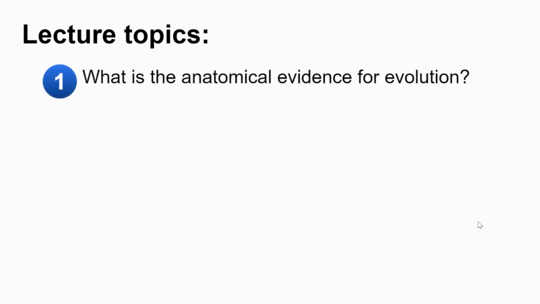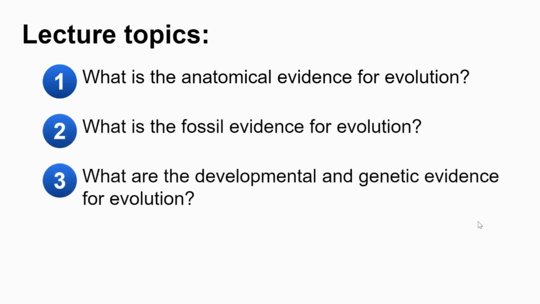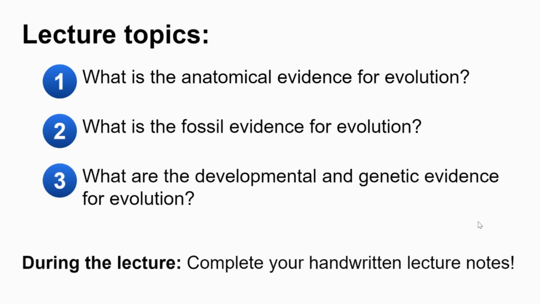We'll then start looking at our categories of evidence for evolution, first being anatomical evidence. The second category of evidence will be fossil evidence, and the third and fourth will be developmental and genetic evidence, respectively. Make sure that you take detailed notes during this lecture, and if your teacher has provided you a note-taking guide, to follow along with that as well.